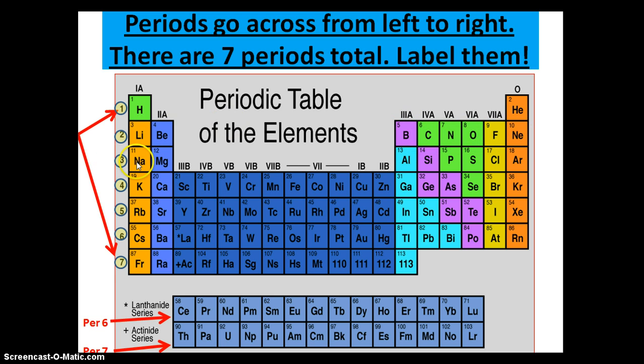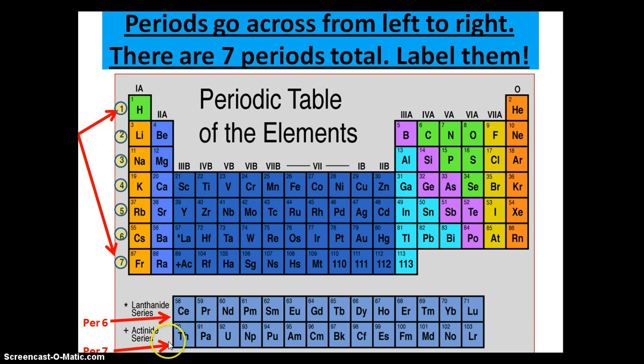Period 3 starts at sodium and ends at argon. Period 4 starts at potassium and goes all the way across the big chunk of the periodic table until it ends at krypton. And so on. Make sure you label your periods. And just like reading your school schedule, periods go from left to right.